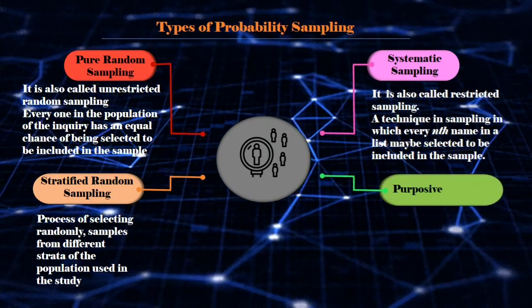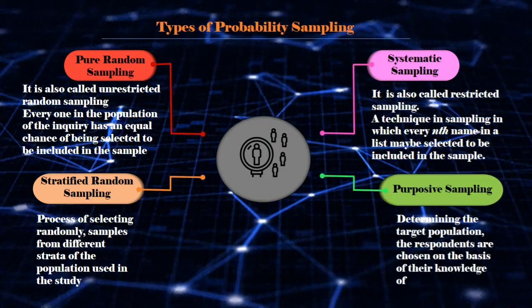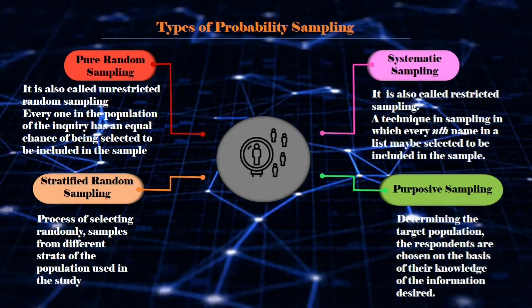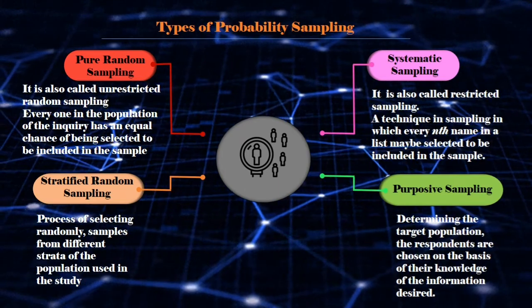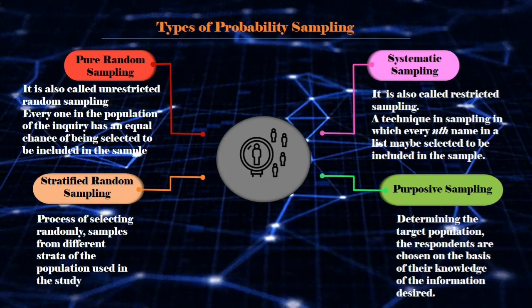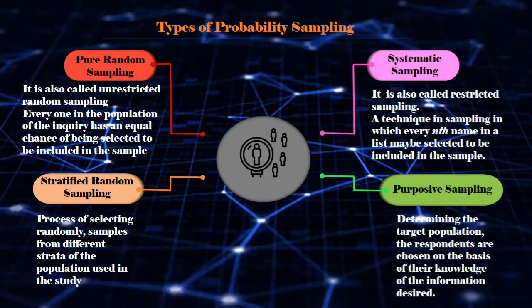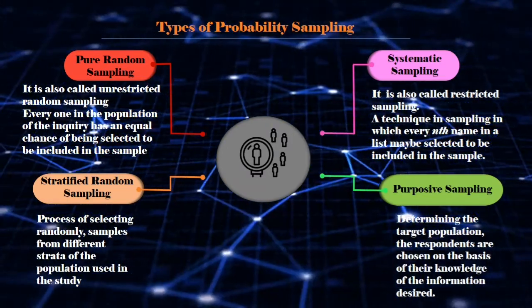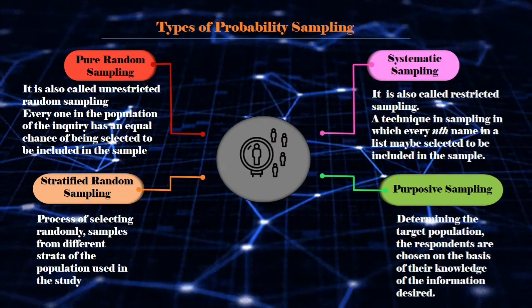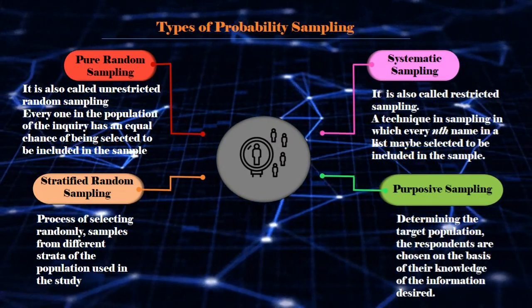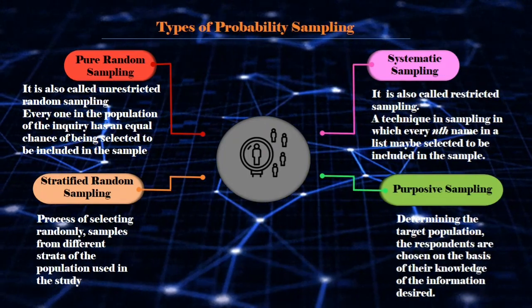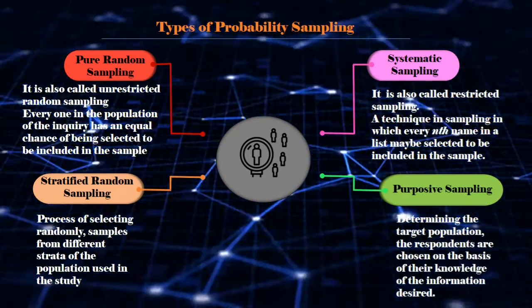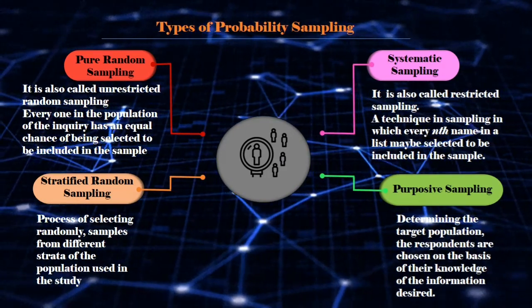Next, we have purposive sampling. This is determining the target population. The respondents are chosen on the basis of their knowledge of the information desired. Purposive sampling is also known as judgmental, selective, or subjective sampling, in which the researchers rely on their own judgment when choosing members of the population to participate in their study.